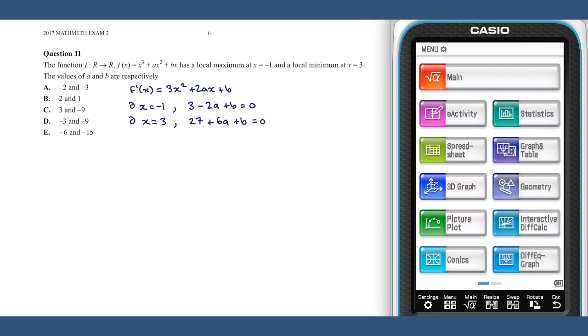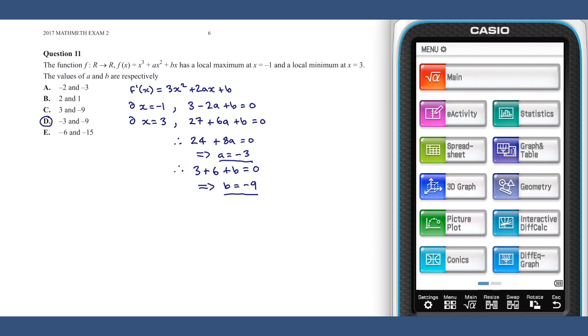If we subtract the first equation from the second equation, we obtain 24 plus 8a equals 0, which implies that a equals minus 3. Back substituting that into the first equation, 3 plus 6 plus b equals 0. That tells us that b equals minus 9. So a equals minus 3, b equals minus 9, and that will be answer D.